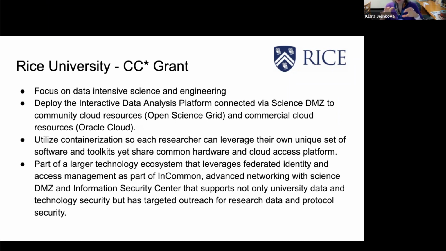And I'll explain a little bit when I go more into the science drivers why that was an important requirement for our grant. And it's also important to realize that we were building on existing investments that we have already made, either with the support of the National Science Foundation, such as the Science DMZ, but also being part of InCommon, part of the RNS category, and having an information security center that is dedicated to supporting researchers in addition to just supporting the enterprise. Next slide, please.